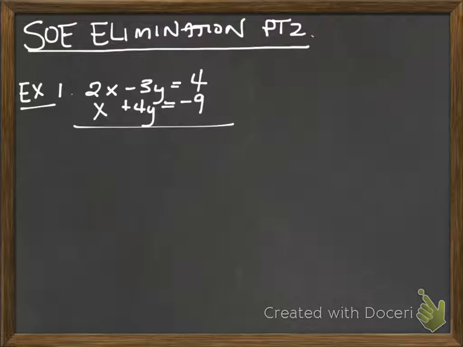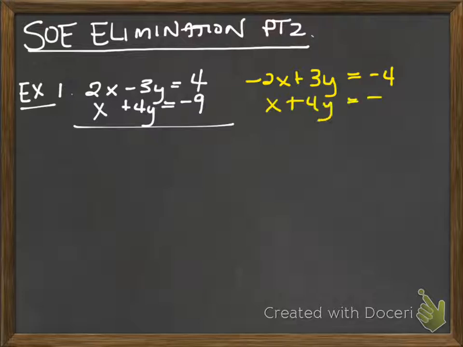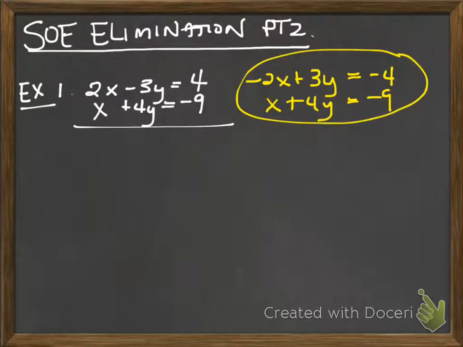I'm going to show you the wrong way over here just so you can see it. If I multiply the top equation by negative 1, what does it become? Negative 2x plus 3y equals negative 4. Then I just bring down x plus 4y is equal to negative 9. Is there anything that will cancel out here? No, that doesn't work either, right? Nothing cancels out, because I have negative x plus 7y is equal to negative 13. So that doesn't work for us.